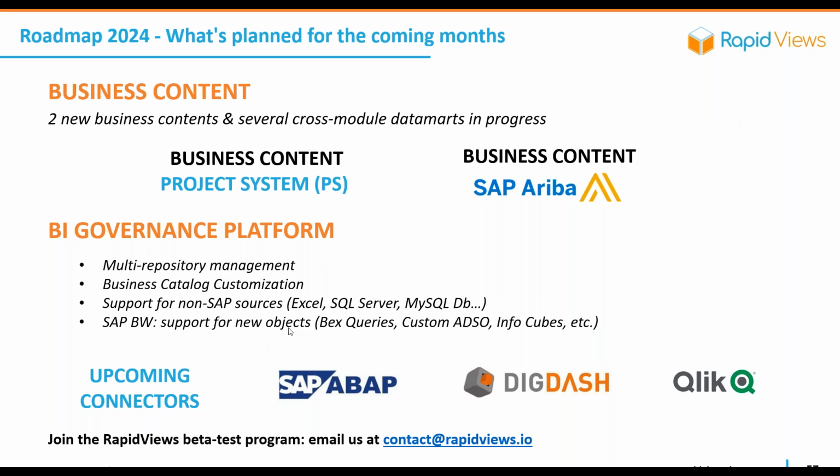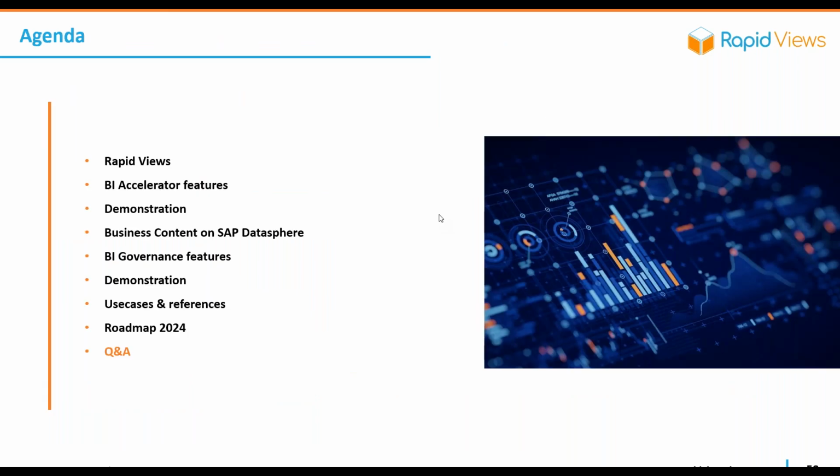And we are also continuing to work on the SAP BW connector because we have a lot of customers that are waiting for us to be able to import any BW legacy system, to provide the mapping of what they have already done, and to provide this concept of data lineage capabilities for BW. And a few more connectors this year: SAP ABAP, Dash and QlikView. That is what we have on the roadmap for the year 2024.